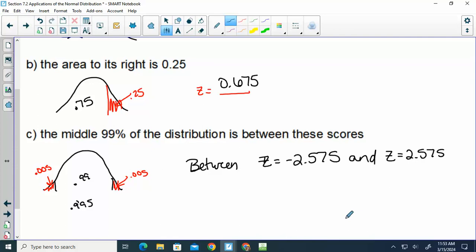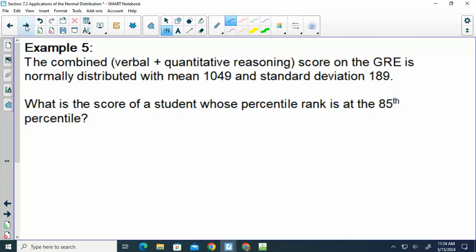Questions on that one? Let's look at this question. The combined verbal and quantitative reasoning score on the GRE is normally distributed with a mean of 1,049 and standard deviation of 189. What is the score of a student whose percentile rank is at the 85th percentile?